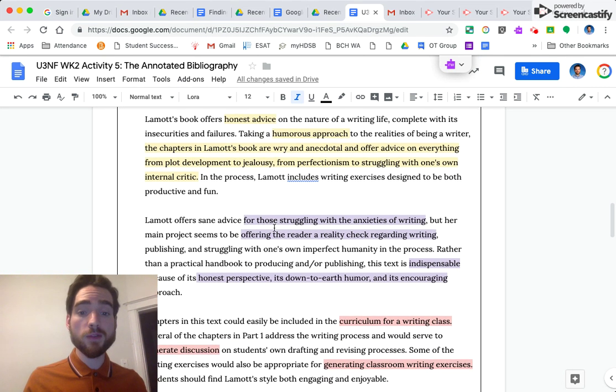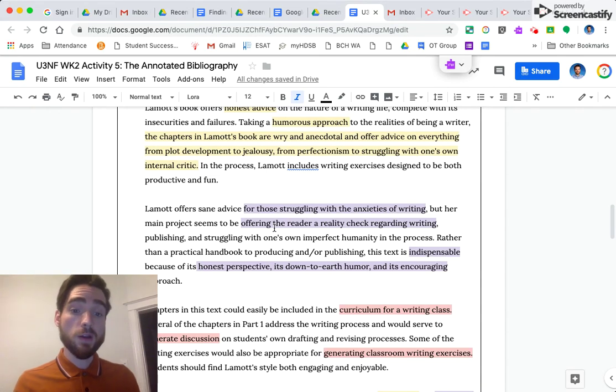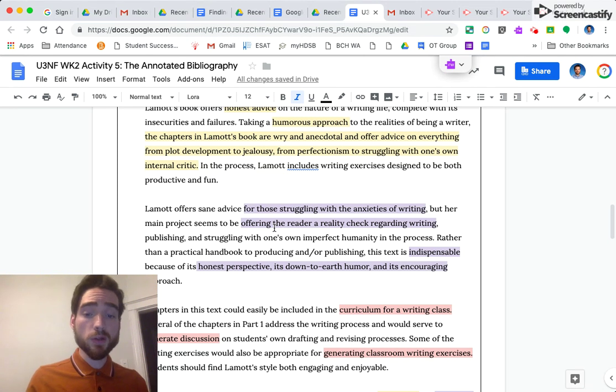In the second paragraph, we have some assessment, whether it's a good article or a good book or not. In this example, it talks about how this is a good book because it explores the anxieties of writing, which people might connect to. So in your assessment, you can also include the possible audience that this book is reaching, and whether they're doing a good job of reaching them.